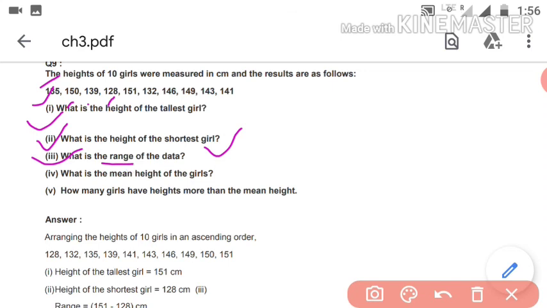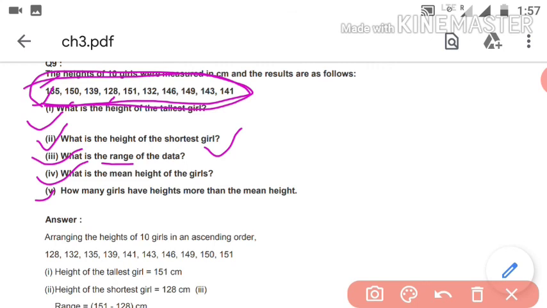So we know the formula of range. What is the formula of range? Highest minus least. Okay, don't forget this formula. The range formula is highest minus lowest value. Now 4, what is the mean height of the girls? Mean means you have to find the arithmetic mean: the sum of all the heights divided by the number of heights. That means you have to add all these numbers and divide by the number of girls, which is 10, isn't it? You have to divide by 10.